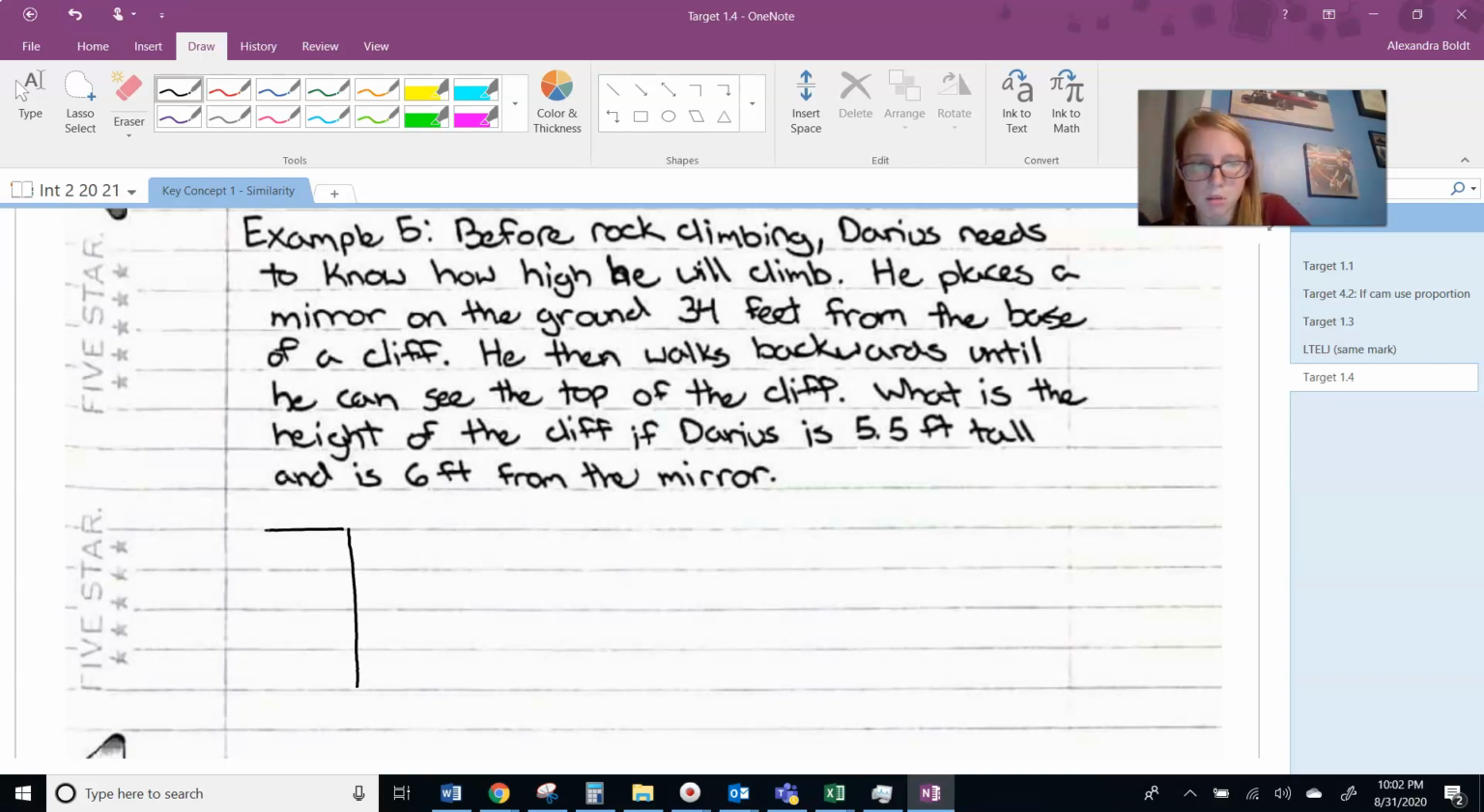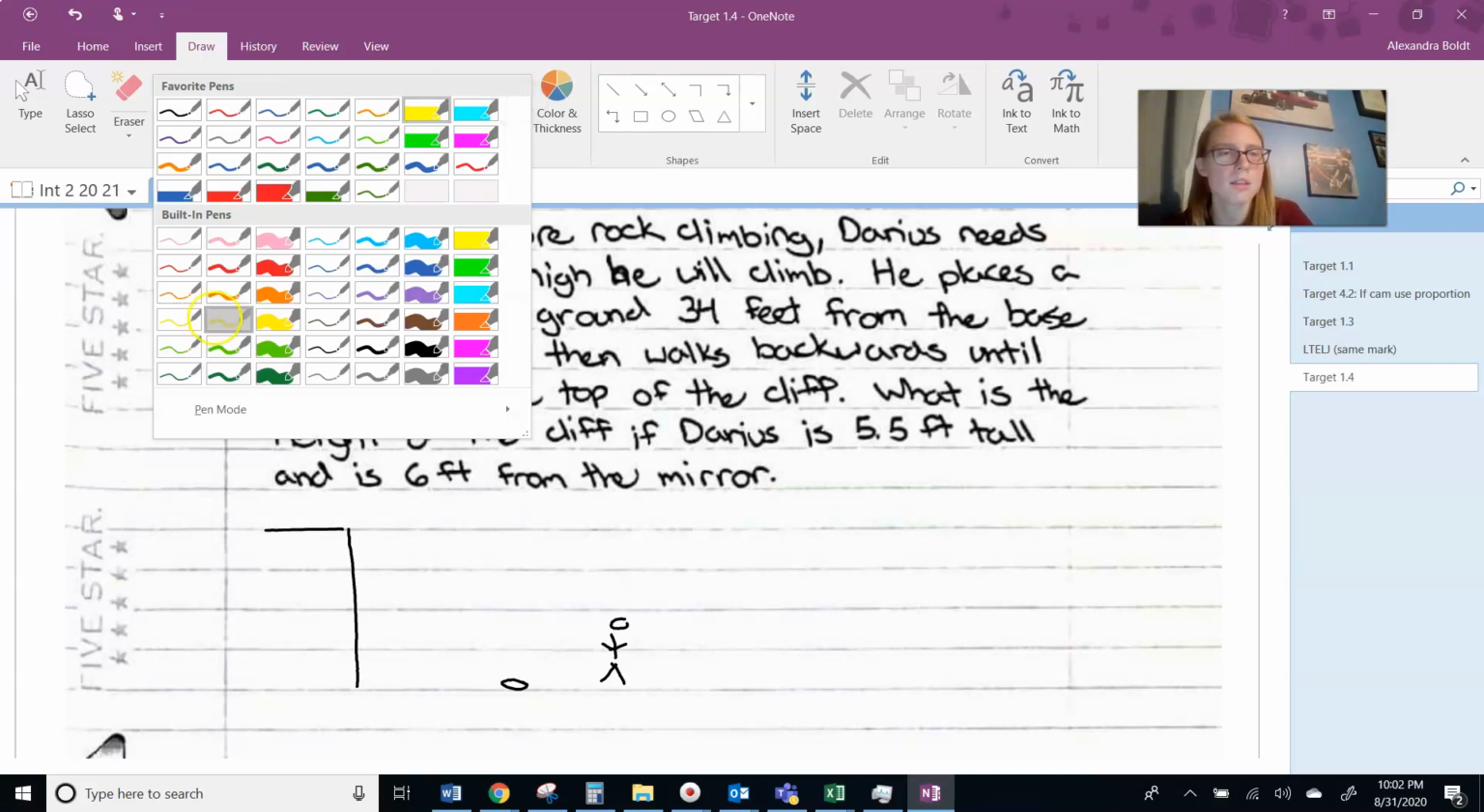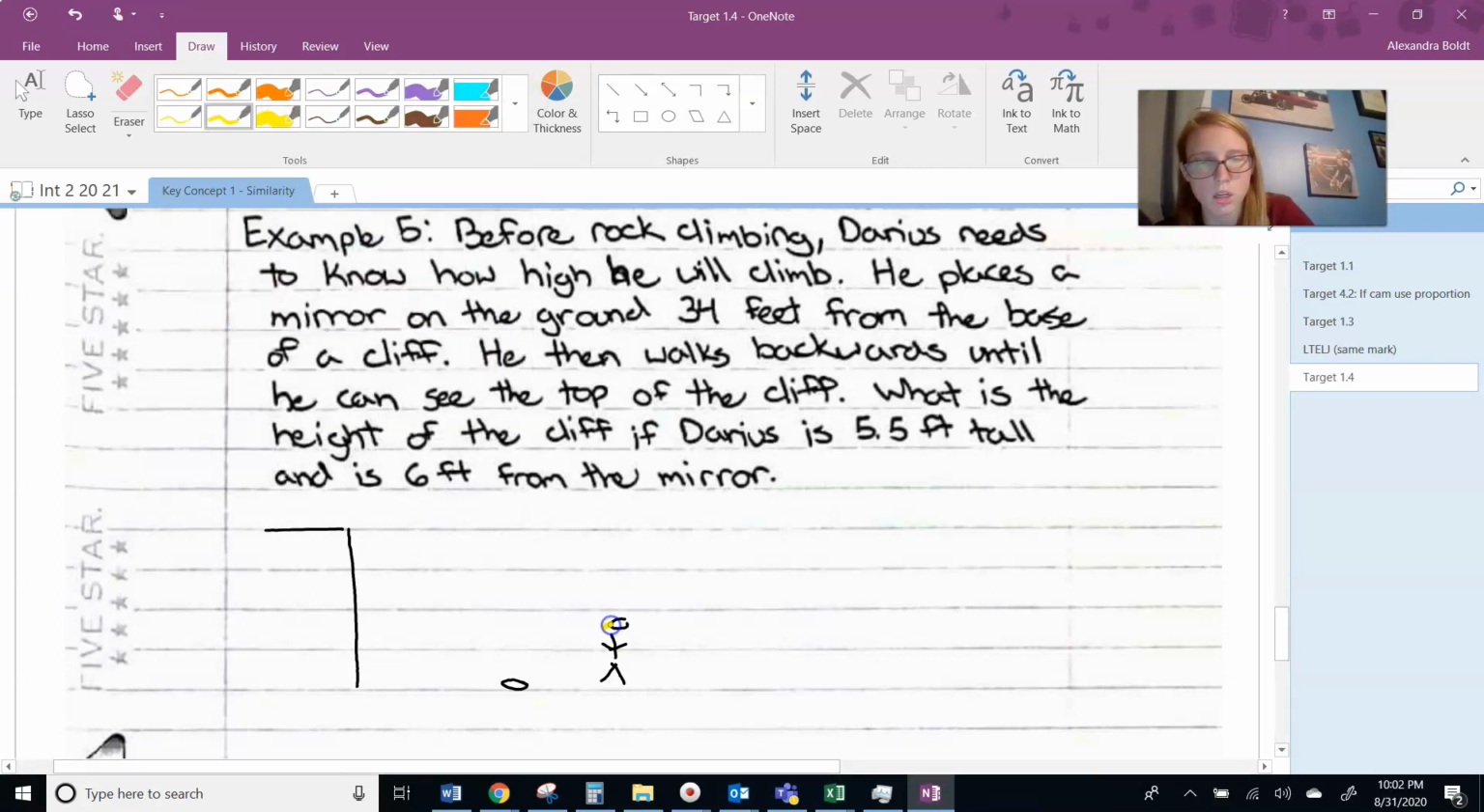He places a mirror on the ground. Here's a mirror. And then he stands somewhere like here. Okay. And what happens here is, again, this creates a similar triangle because when you look down at a mirror, you bounce back at the same angle. So you get your little congruent angles there. Okay, and this situation also creates these similar triangles.